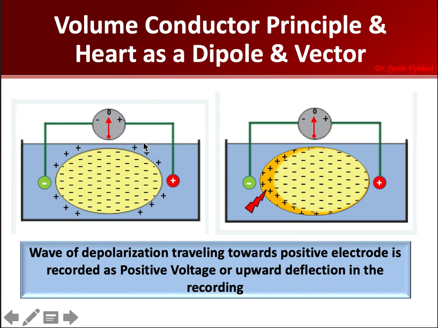Here, I have taken the same cardiac tissue. You can see inside the cardiac tissue, the cardiac cell membrane is negative, whereas outside it is positive, and we have placed it in a salt solution and connected it via electrodes through a galvanometer. So the cell is resting, nothing is happening, no deflection is happening, no electrical field is generated.